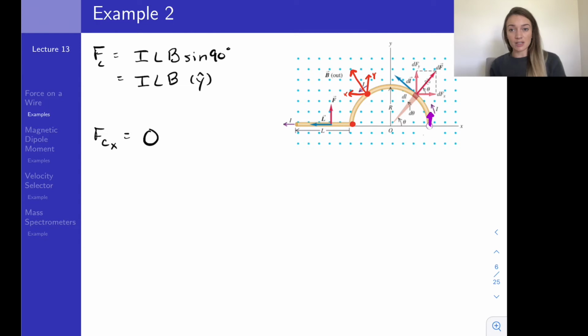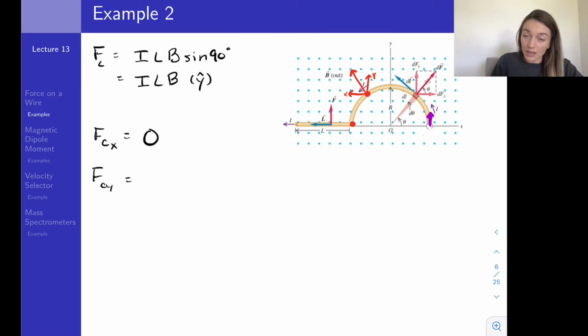Now you could actually set up an integral and do this integral. In your book, they do set up an integral. This is, I think, example 27.8. They set up an integral to show that the x components really do come out to 0, but we can make a symmetry argument and just say it's 0. So only our y components will be left. So let's do the y components.